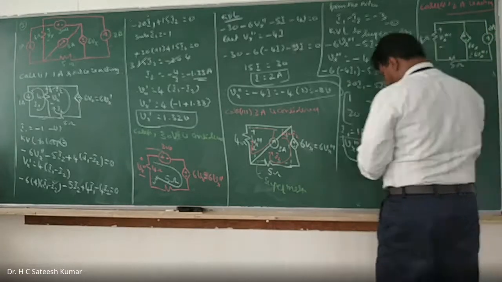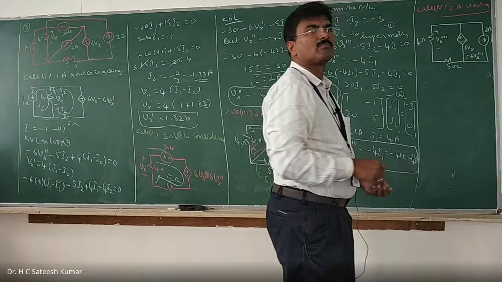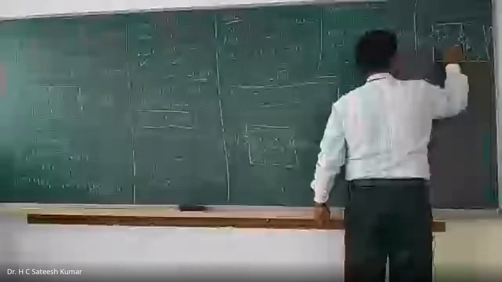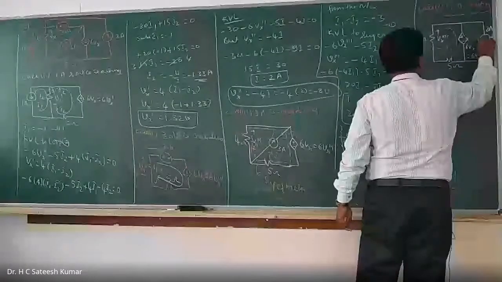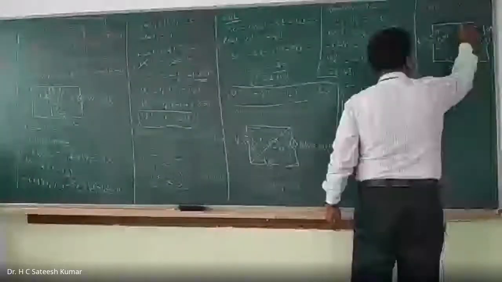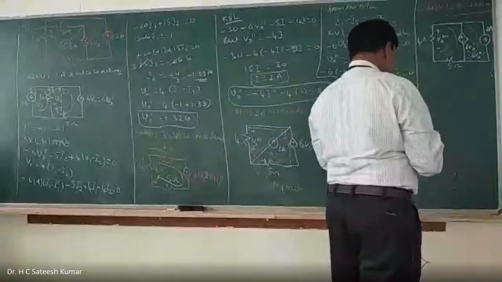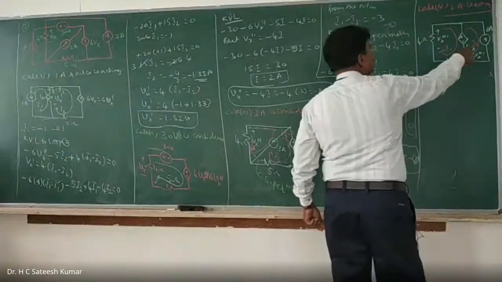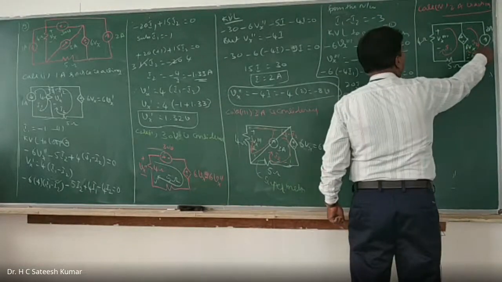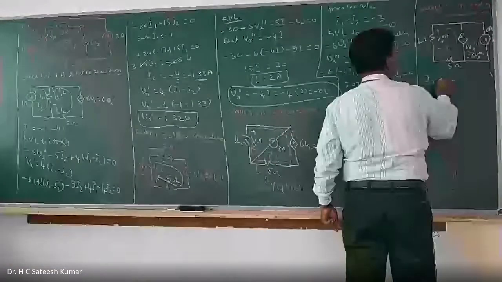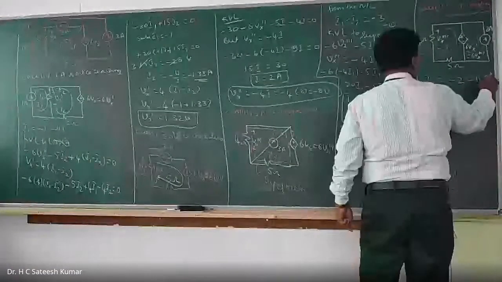Now you apply KVL. This is your I1, this is your I2. This one is a voltage source, no need to apply that one, right? Now we can write it. The current source is in the perimeter of the network. Therefore, I2 is equal to minus 2. Call this equation number 1.